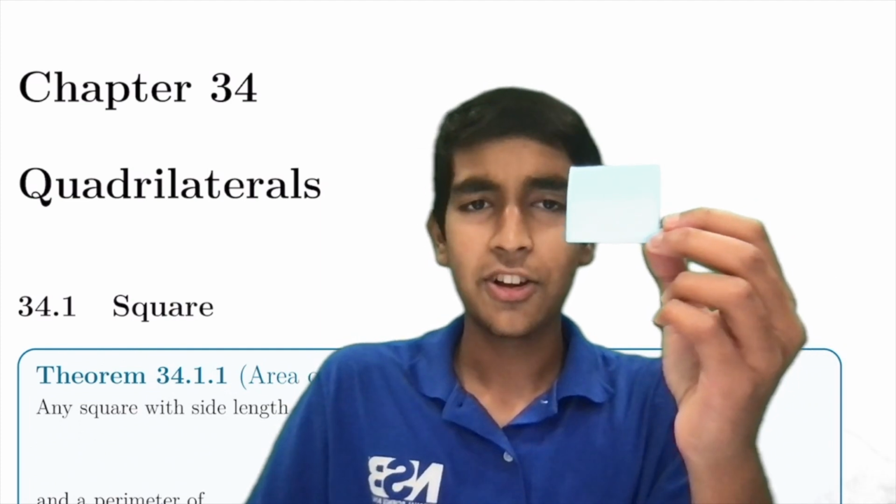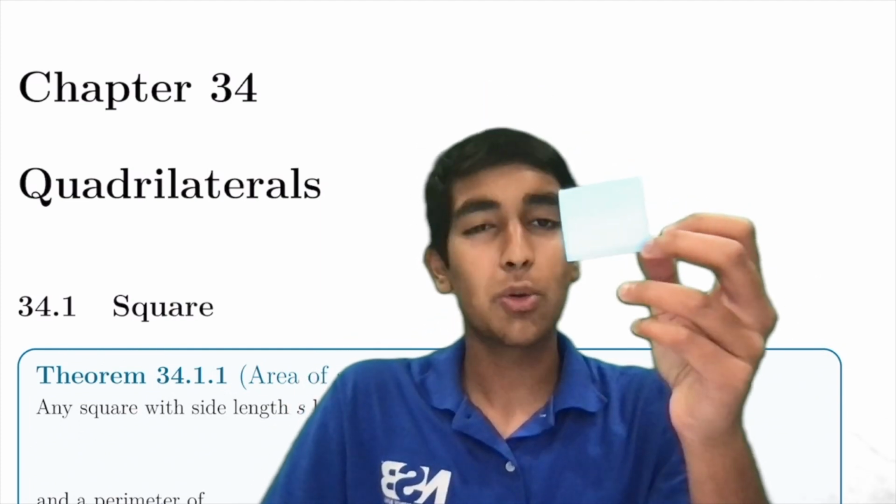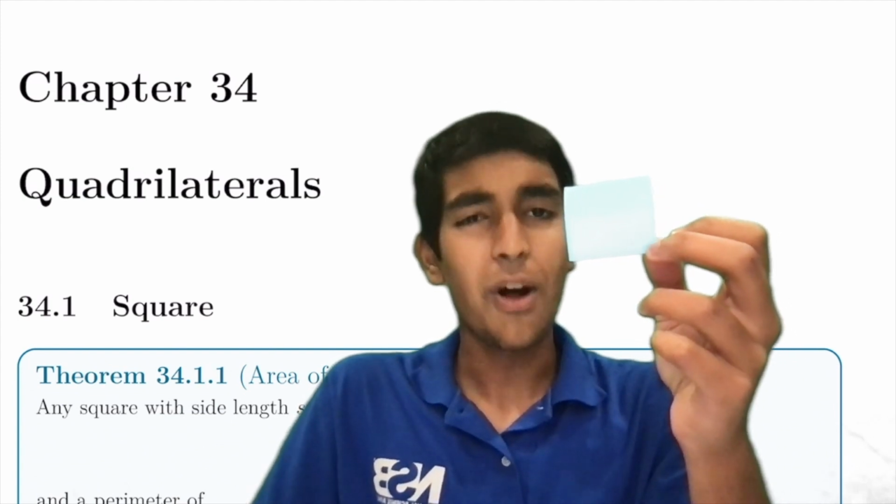Three-sided shapes are triangles. So four-sided shapes are quadrangles. Wait, I never wondered why until this day they're not called quadrangles. Well, in this video, we're going to be talking about quadrilaterals, not quadrangles.